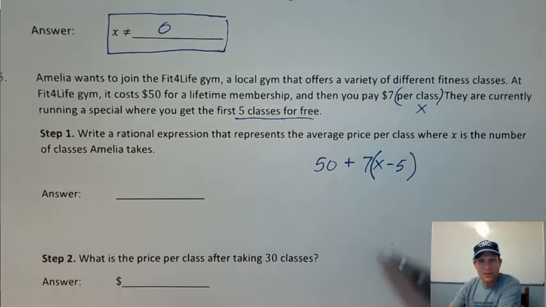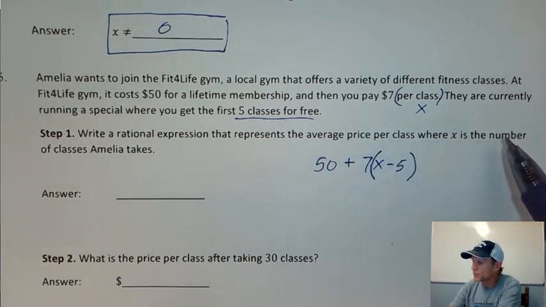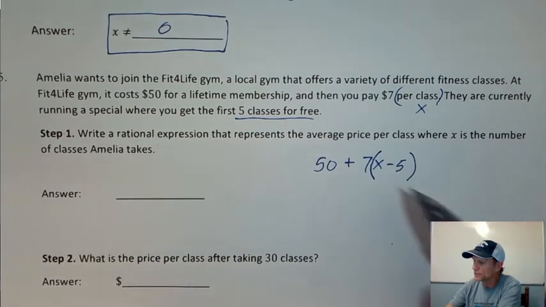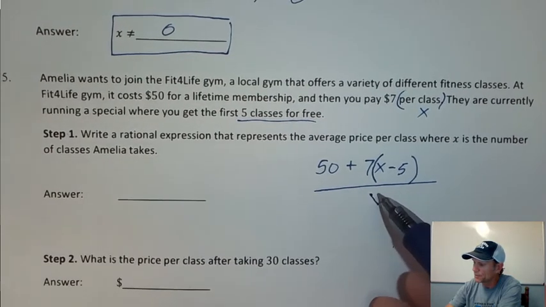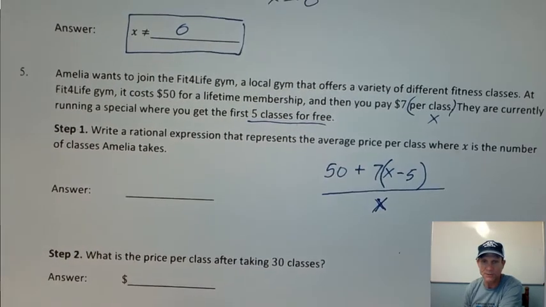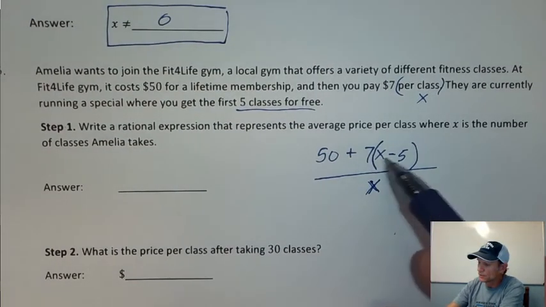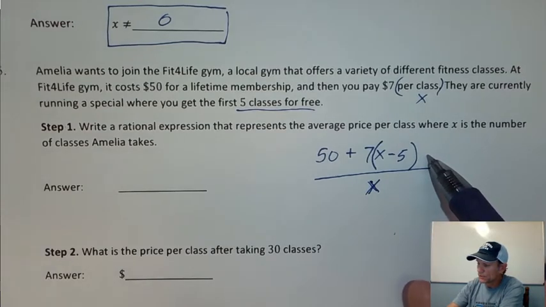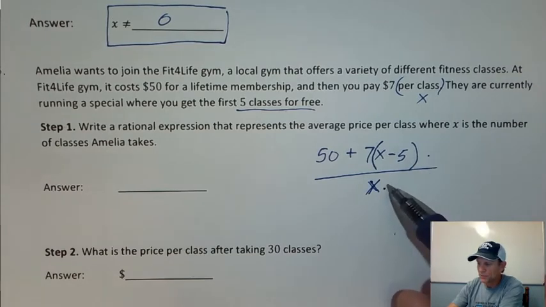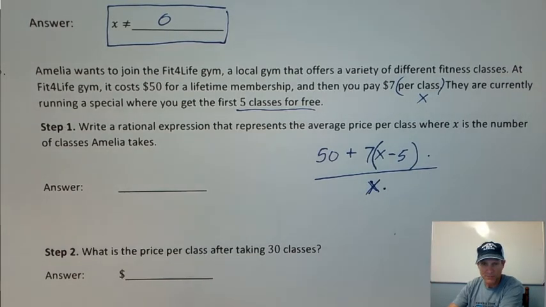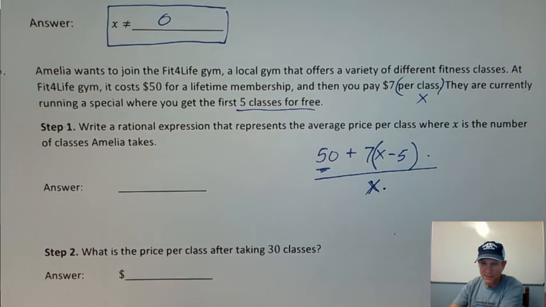Then it says write a rational expression that represents the average price per class, where x is the number of classes. To find the average, we divide by the number of classes taken, very similarly to the last example. This is the total cost for x number of classes, and we divide by the number of classes we took. The base of $50 affects the average cost.